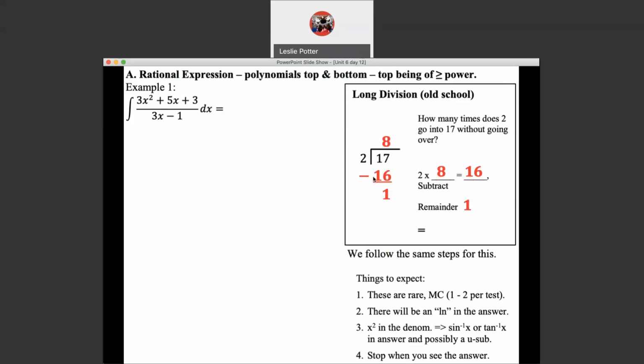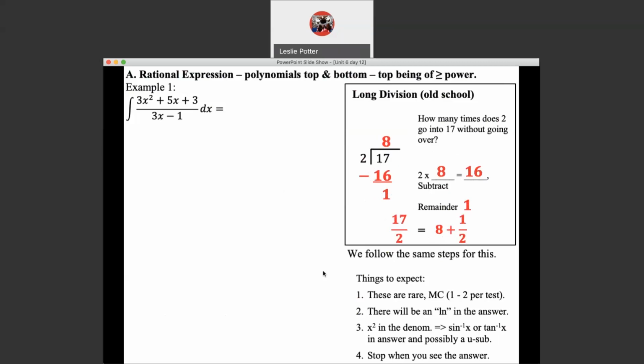Our remainder is 1, but we have this fraction 1/2. So we can rewrite 17 divided by 2 as 8 and a half. And we don't need the plus sign if this is just numeric. But with a polynomial, we'll need to separate terms with pluses and minuses.